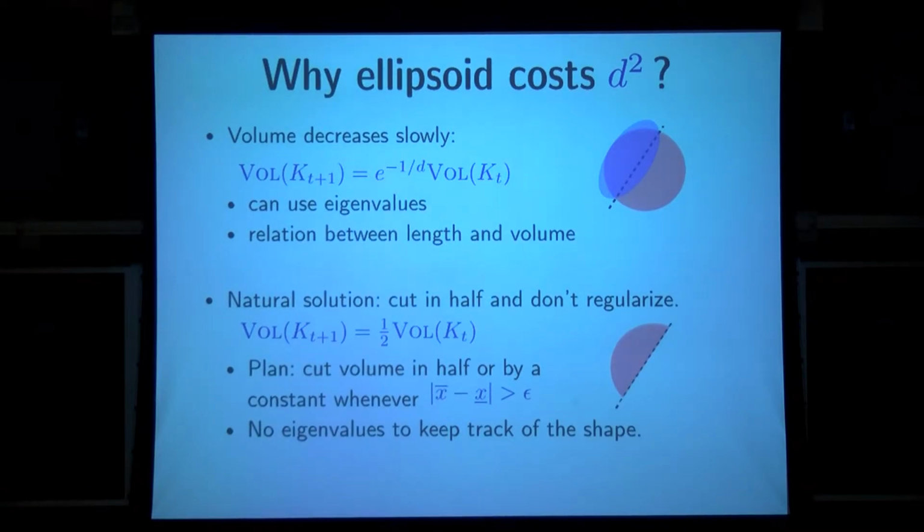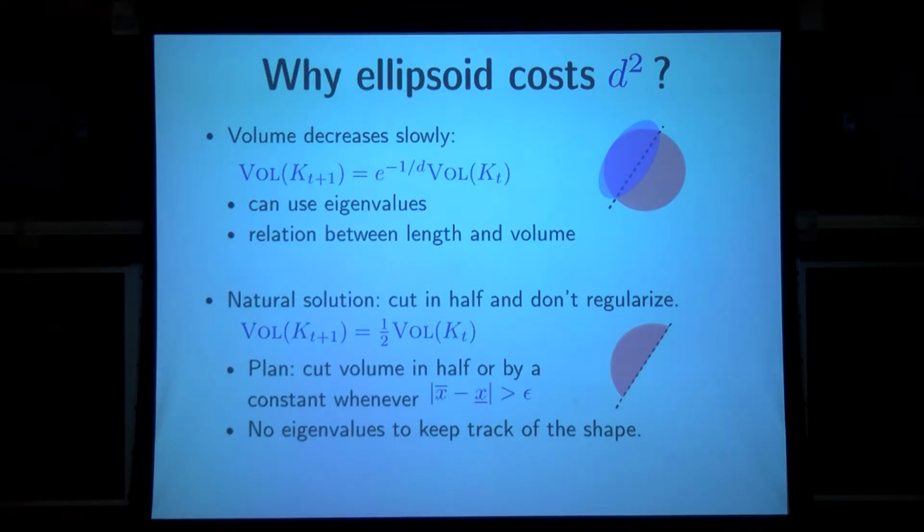Ellipsoids are also nice because what you care about here is not really volume, you care about radius. Ellipsoids have very nice descriptions: you can represent them in terms of eigenvalues, so you can control how they relate length and volume. So they're really nice. But still there's this d square that's a factor of d away from the tight bound.